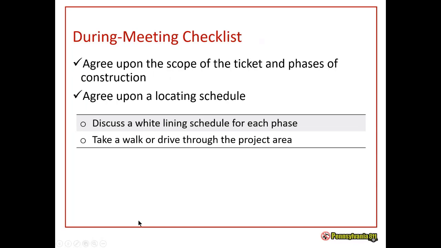The scope of the ticket and the phases of construction will be talked about, because at least one routine notification needs to go in after these meetings. Likely your locate community is going to want more than one, depending on how large your project is. So try to get that hammered out during the meeting. And you should take a walk or drive through the project area, depending on how large it is. If it's an electronic meeting, you can share the plans electronically.